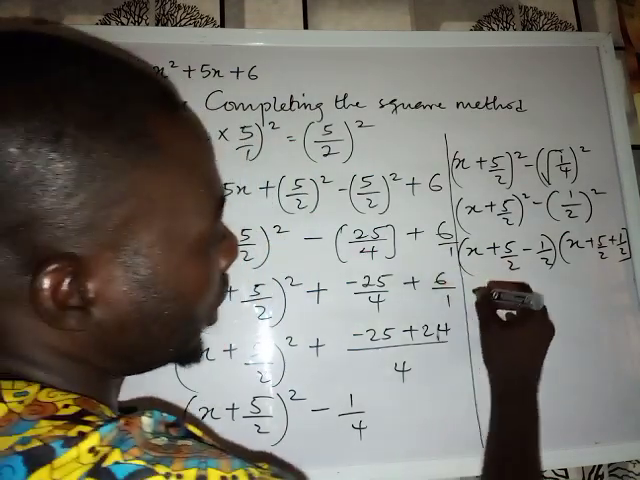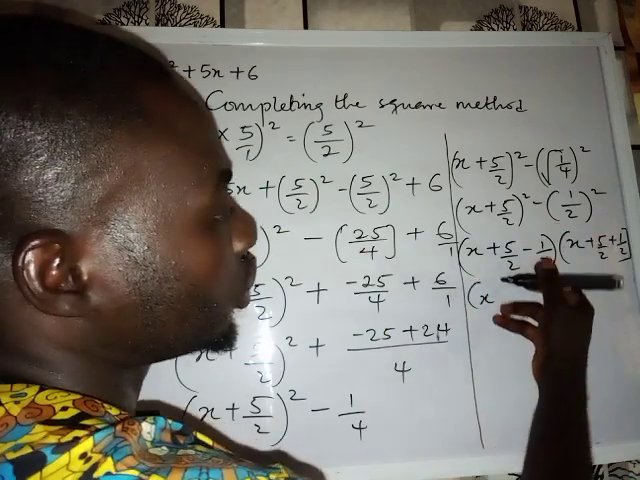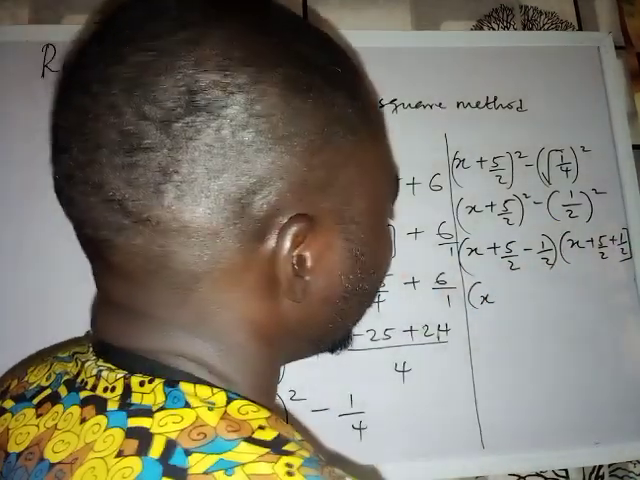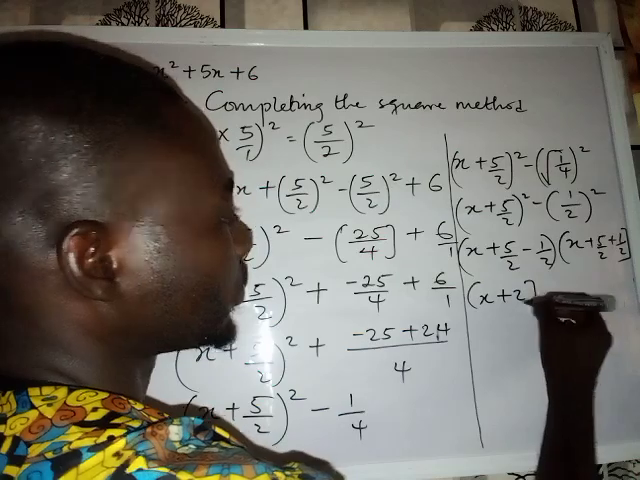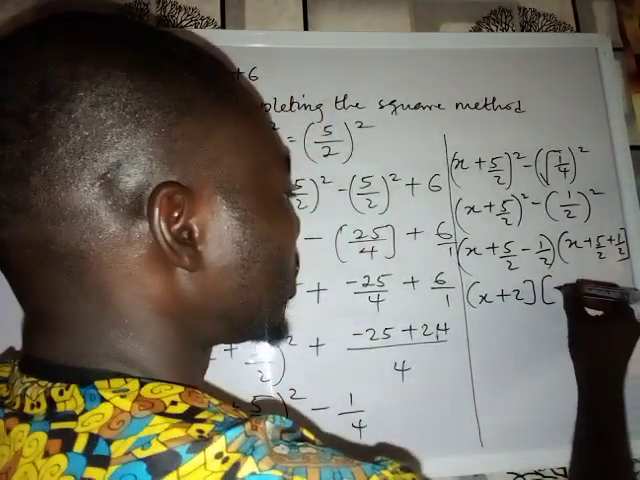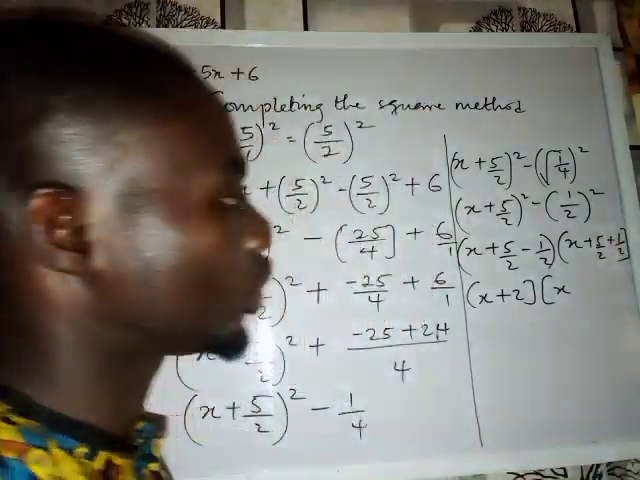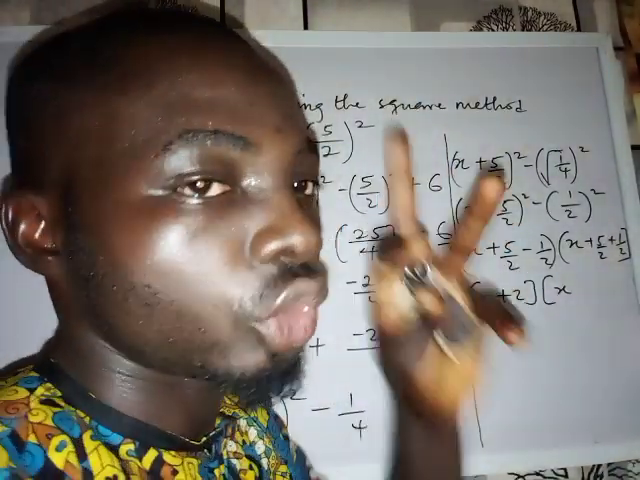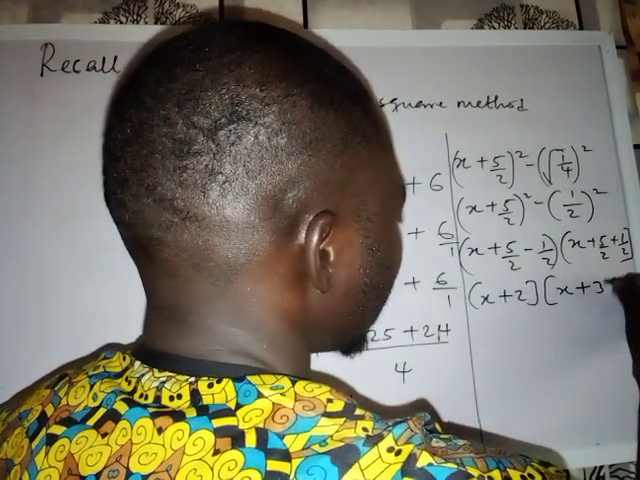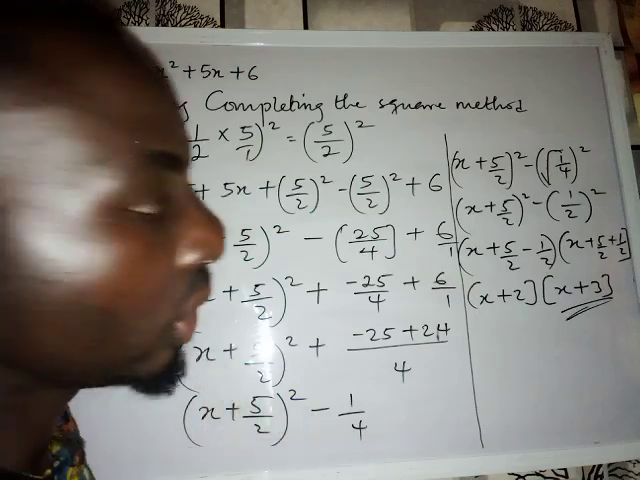So I have x plus 5 over 2 minus 1 over 2, which gives 4 over 2, and 4 divided by 2 is 2. Then we have x plus 5 over 2 plus 1 over 2, that's 6 over 2, and 6 divided by 2 gives us plus 3. So now we have gotten the same answer we had the other time.